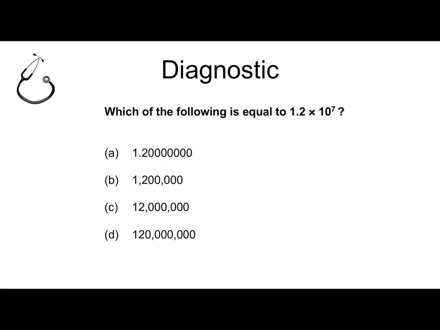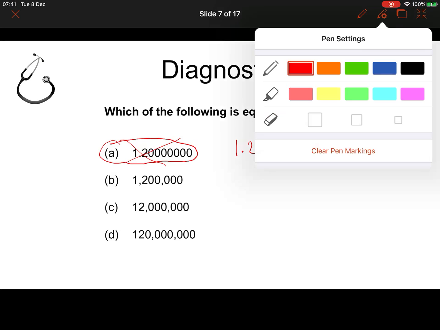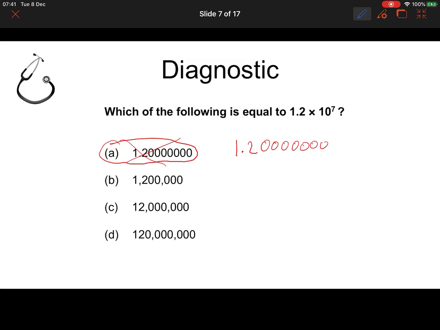Which of the following is equal to 1.2 times 10 to the 7? So let's go 1.2, and then let's throw in a bunch of zeros to get me going. Now, first things first, this is a silly answer. Couldn't be. That's the same as 1.2. You've not even bothered to move the decimal point. So that definitely couldn't be right.